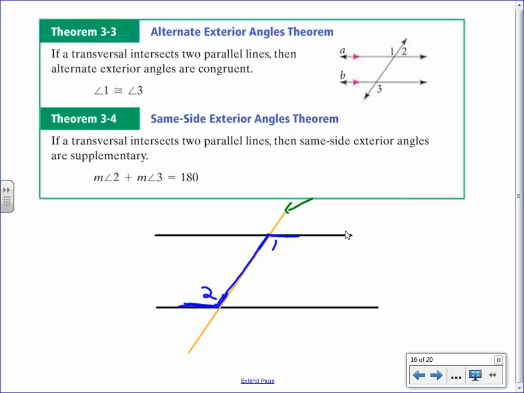And now I'll just show you another set of alternate interior angles that we can infer to be congruent in this picture. So right here, we also have alternate interior angles. So these are congruent to each other.